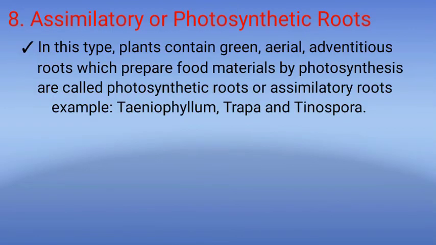The very last type of root modification is assimilatory or photosynthetic roots. In this type, plants contain green aerial adventitious roots which prepare food materials by the photosynthesis process and are called photosynthetic roots or assimilatory roots. Example: Taeniophyllum, Trapa and Tinospora.